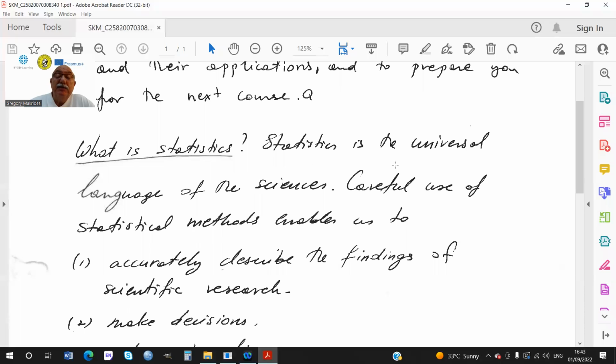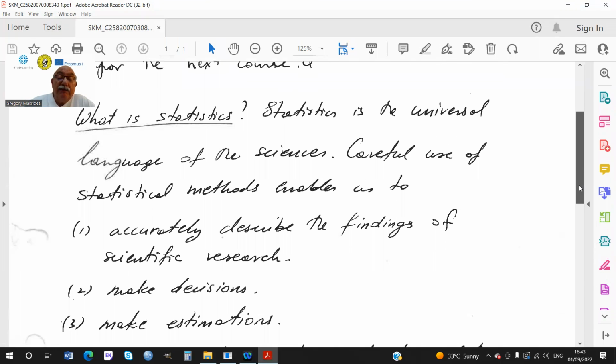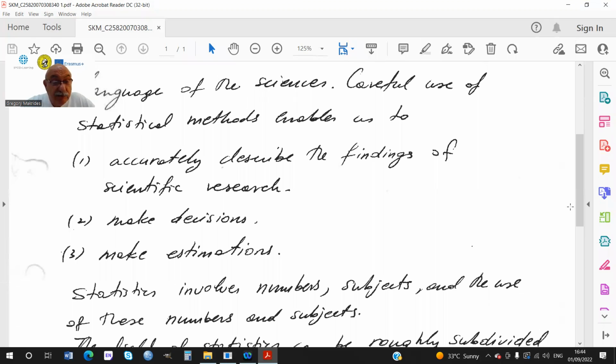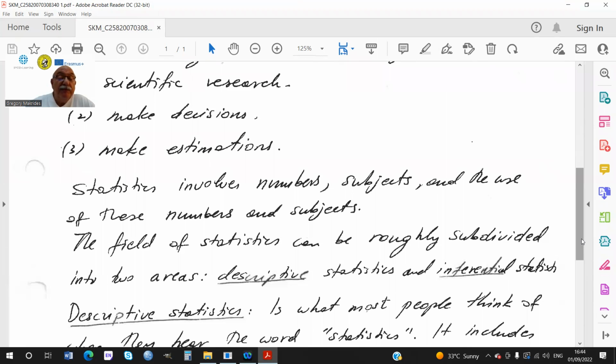Of course, what is statistics? One way to put it is that it is the universal language of the sciences, in the sense that statistics is used by many different sciences in analyzing and presenting results or making conclusions, etc. Of course, a careful use of statistical methods will enable anyone to accurately describe the findings of scientific research, make decisions using the findings and using the analysis, and of course, use data, use statistics to make estimations. Very important. Statistics involve, of course, numbers, subjects, and the use of these numbers.